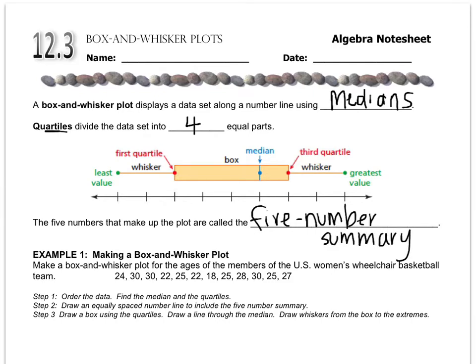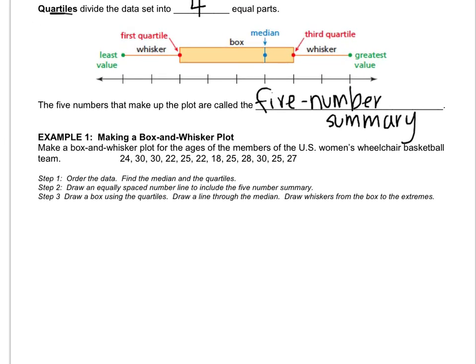So let's make one and let's figure out what these 5 numbers really are. So we've got this list, and it looks like they are ages of the members of the U.S. women's wheelchair basketball team. So I've got steps. First, we're going to put the data in order and find the median and the quartiles. So pause the video and just make me a row of the data, and you can find the median. I'll help you find the quartiles because we've never done those before.